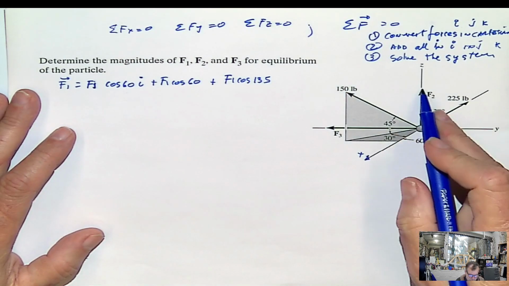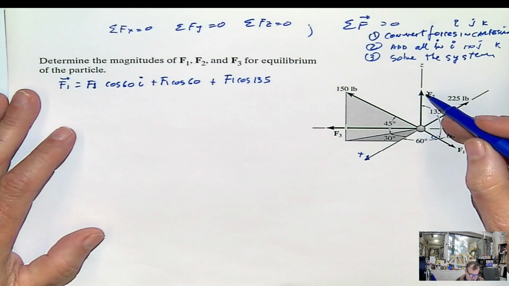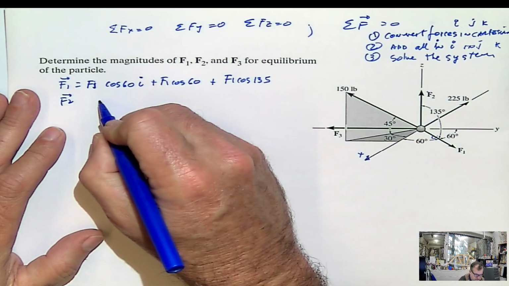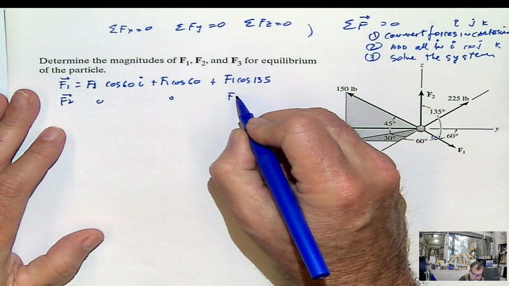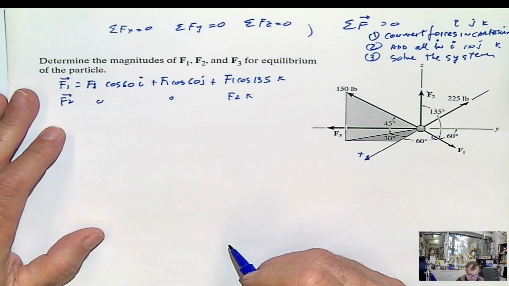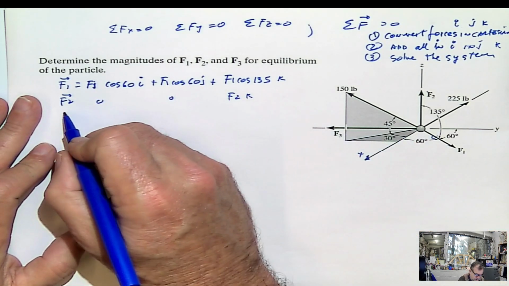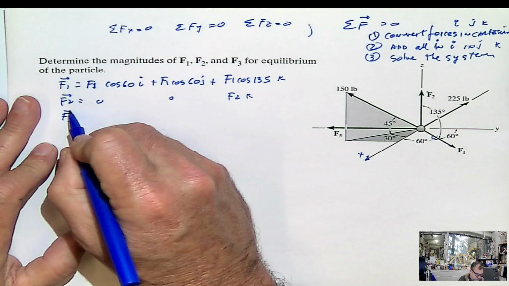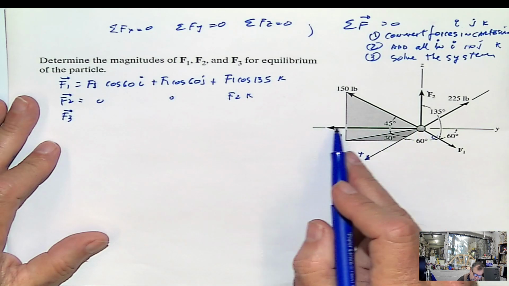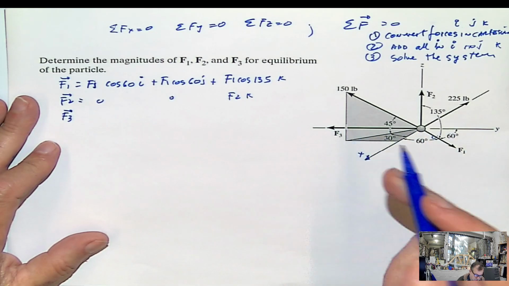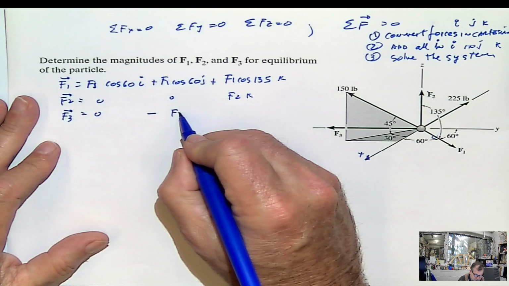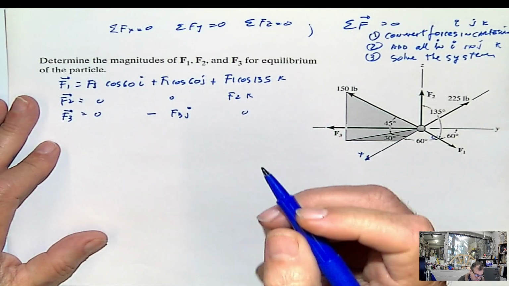For F2, beautiful. F2 goes entirely into the z-axis. So F2 as a vector, Cartesian, will be 0, 0, and F2 in the k direction. That's it. F3, beautiful as well. F3 goes in what direction? Negative j. Why negative? Because it goes to the opposite of the positive, and we don't know the magnitude, so that's going to be 0, negative F3 as a magnitude j, and 0 here as well.